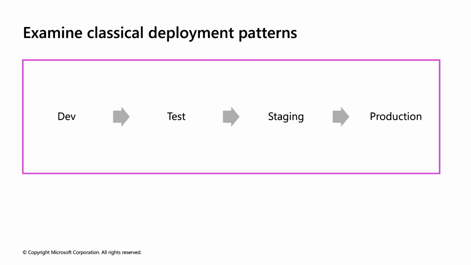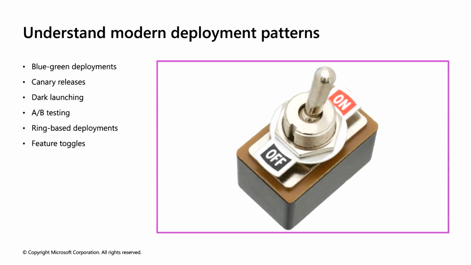Classical deployment patterns organize the software release process into distinct environments like dev, test, staging, and production. Each environment serves a specific purpose. Developers build and experiment in dev, testers validate changes in test, staging simulates the production environment for final checks, and production is where the live application runs for end users. This classical approach helps teams catch issues early and ensures smooth, safe deployments, but it also has some challenges.